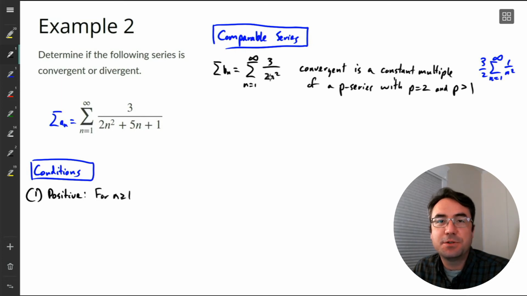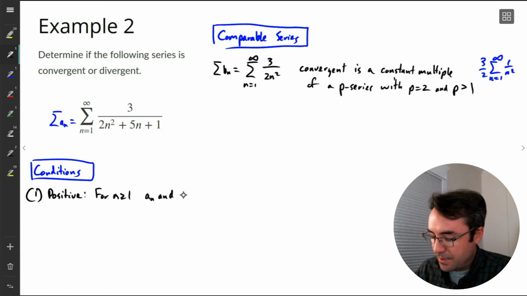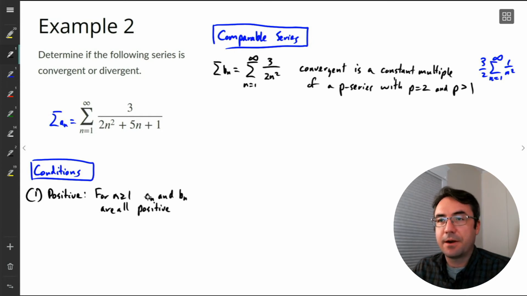Same thing for this 3 over 2n squared. Everything here is positive. So for n greater than or equal to 1, a_n and b_n are all positive. All right, so we know that about our unknown terms, and then our series where we actually know that it converges. So that's the first thing we need to check. For the most part, there's not too much to do there. We're just going through. Maybe we find a couple of terms at the beginning where we might have a negative, but that's okay. In this case, we don't.